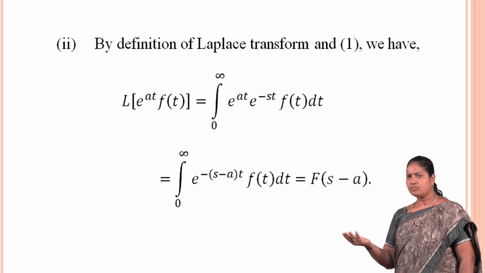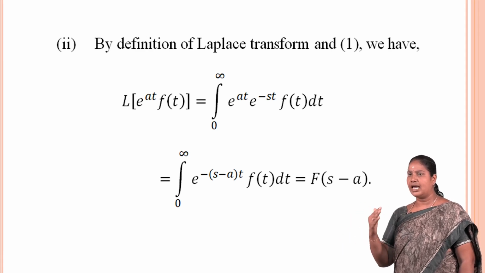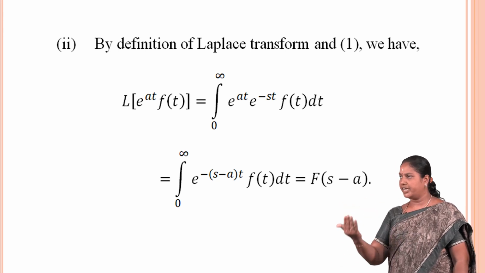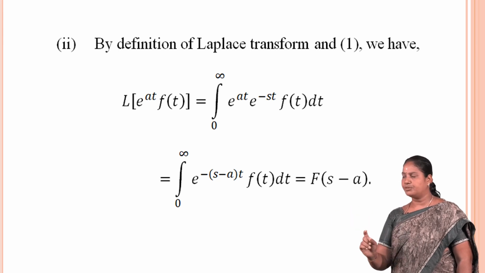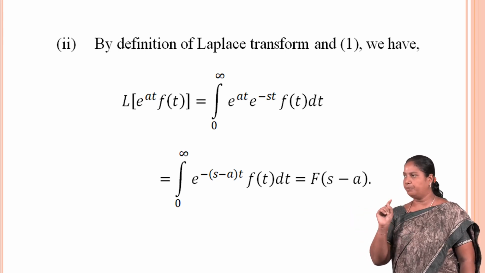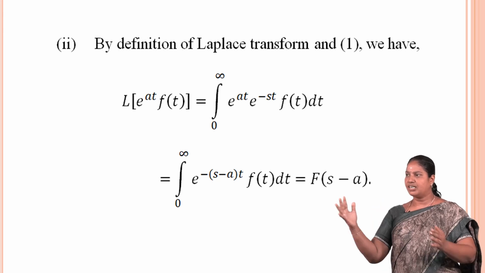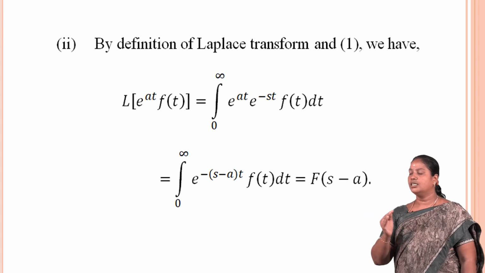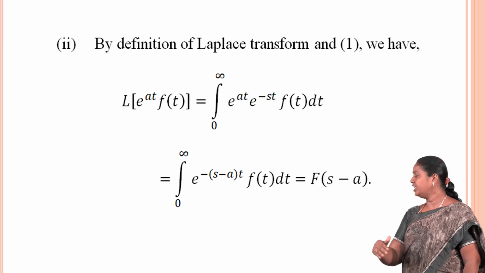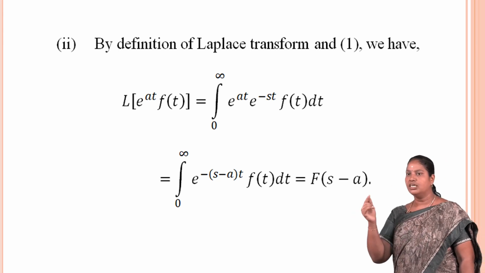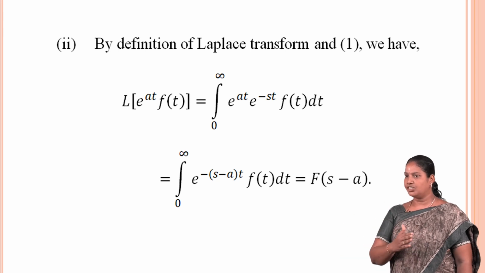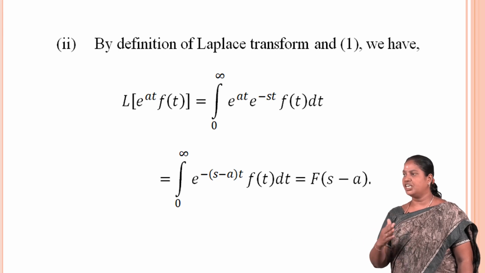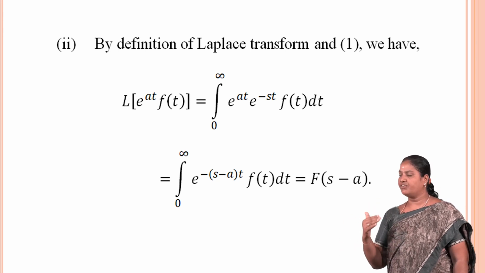Next property. L of e power at into f of t, as in equation number 1, becomes integral 0 to infinity e power at e power minus st f of t dt. Here we have to observe only one thing: a has only a plus sign, plus at. If we combine this, we have e power minus st plus at, so we take the minus sign outside. This integral becomes integral 0 to infinity e power minus of s minus a into t f of t dt, which by definition is capital F of s minus a. Therefore, if we multiply the function by e power at, it goes to the function F of s minus a.